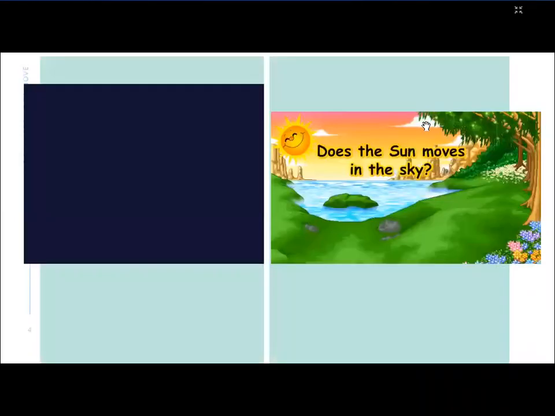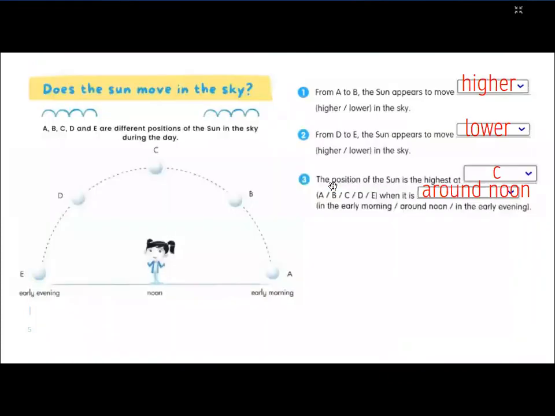So moving on to the next page, does the sun move in the sky? So the answer is yes, the sun moves in the sky. How does it move? See the picture to understand. A, B, C, and D are different positions of the sun in the sky during the day. You can see early morning. Early morning is A. Then it goes to B. After that, it is moving to C. C is noon time when it is very high. Then in the afternoon, it goes back to D and in the evening it is low again.